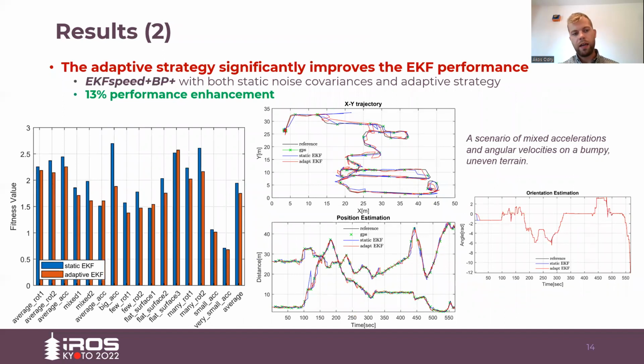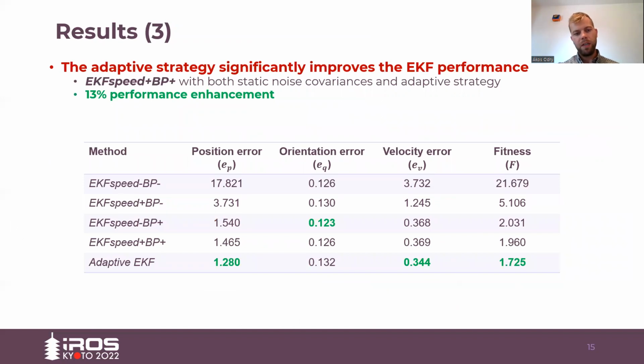The left side of the slide highlights the performance enhancement which was achieved by this adaptive strategy. So we augmented the EKF with this adaptive strategy, and in this way a 13% performance enhancement was achieved. The real-time performance is shown on the right side of the slide. This table summarizes the performance results in terms of the fitness function values. It can be seen that this adaptive EKF outperforms the other EKF variants.